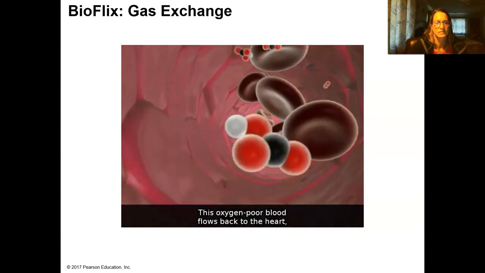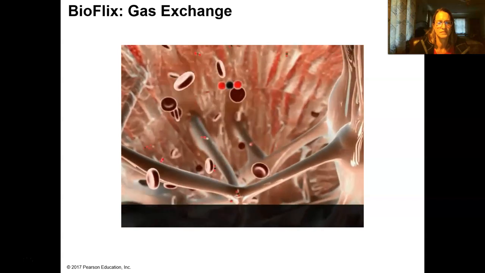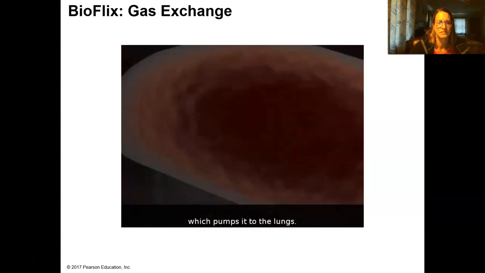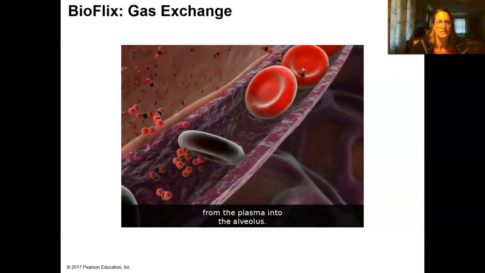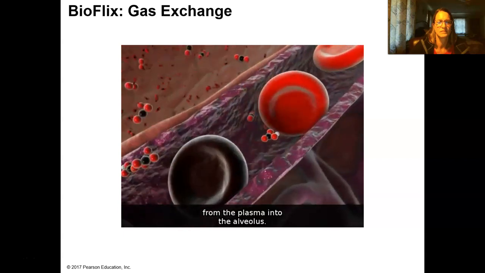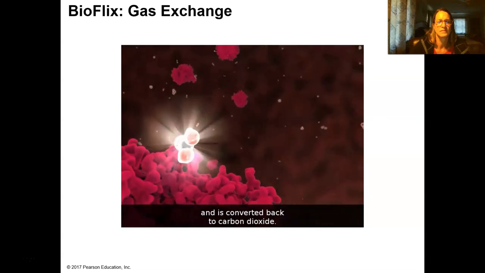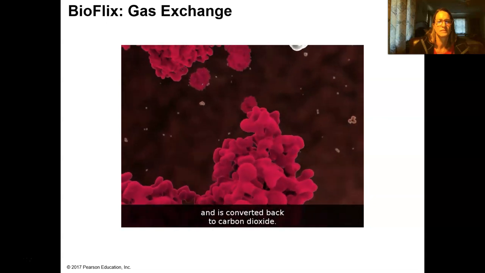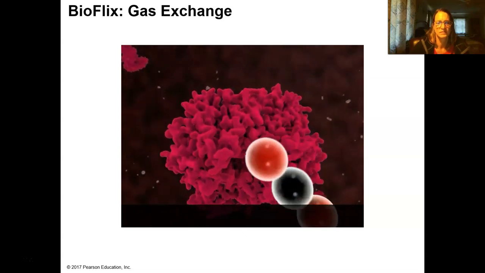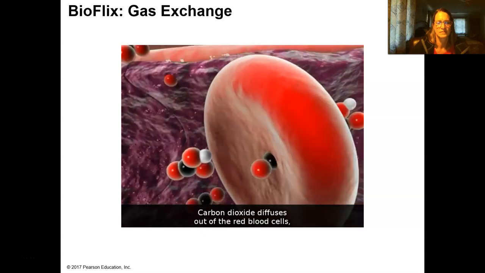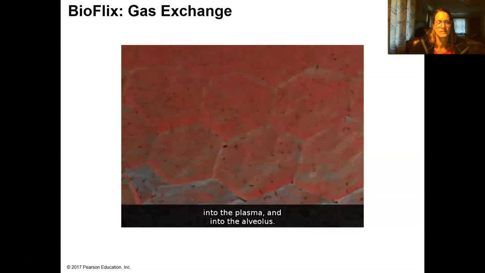This oxygen-poor blood flows back to the heart, which pumps it to the lungs. There, carbon dioxide diffuses from the plasma into the alveolus. Bicarbonate enters red blood cells and is converted back to carbon dioxide. Carbon dioxide is also released from hemoglobin. Carbon dioxide diffuses out of the red blood cells into the plasma and into the alveolus.